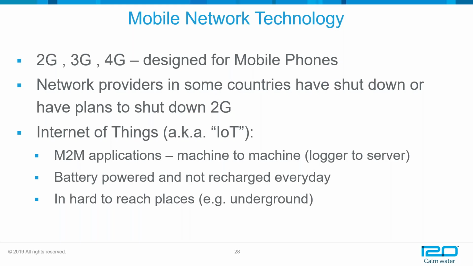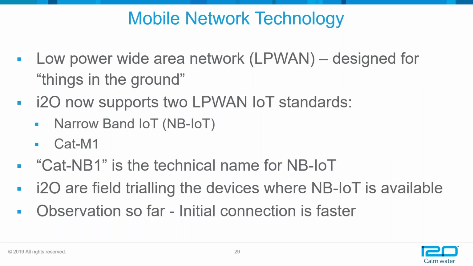Secondly, they tend to be in hard to reach places like chambers underground with thick metal covers that block radio waves. To meet the needs of these devices, the telecommunications industry has now invested in what is called low power wide area networks, or LPWAN for short. Because of the radio wavelength used and the reduced power requirements, these new technologies are ideal for the things in the ground that we're all concerned with here.